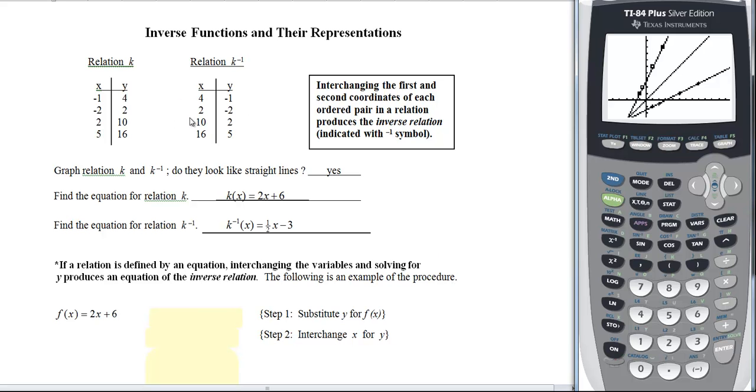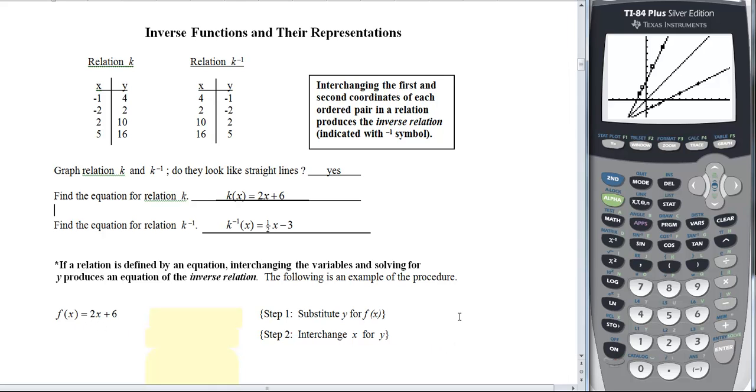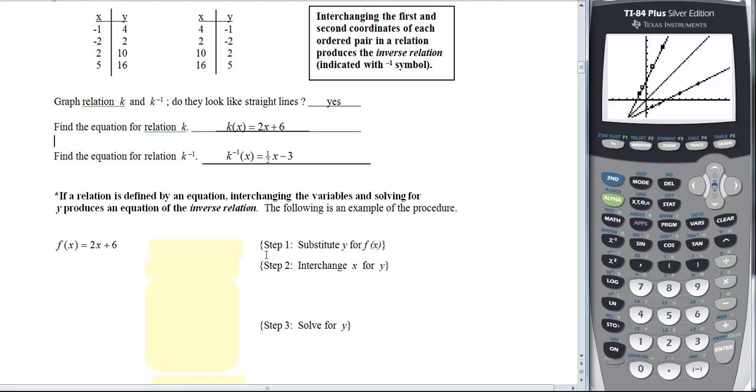Now, up here we were given points. What they're saying here is, well, what if they don't give us points, they just give us an equation? Now if you'll notice, that should look familiar, that 2x plus 6. Let's see. Step 1, substitute y for f of x. If it's in functional notation, you need to see x and y.